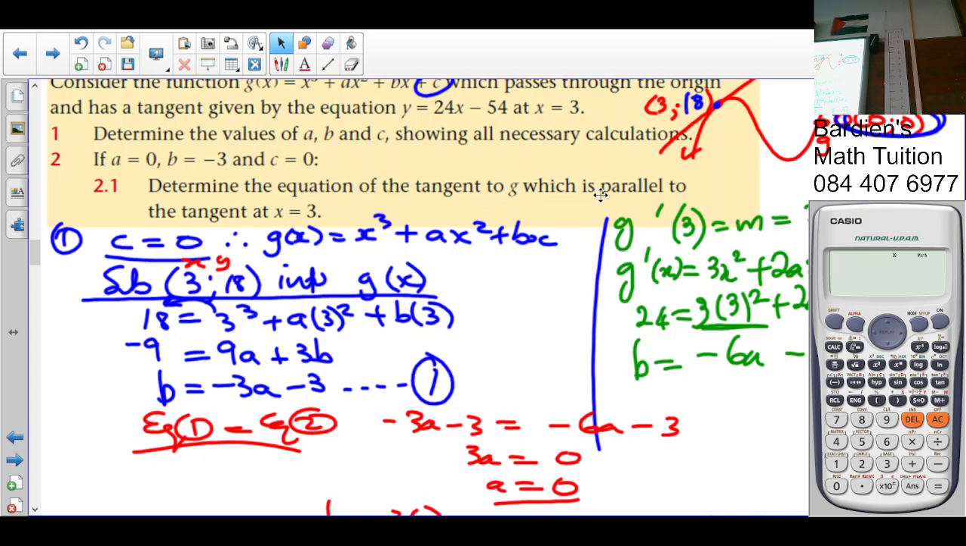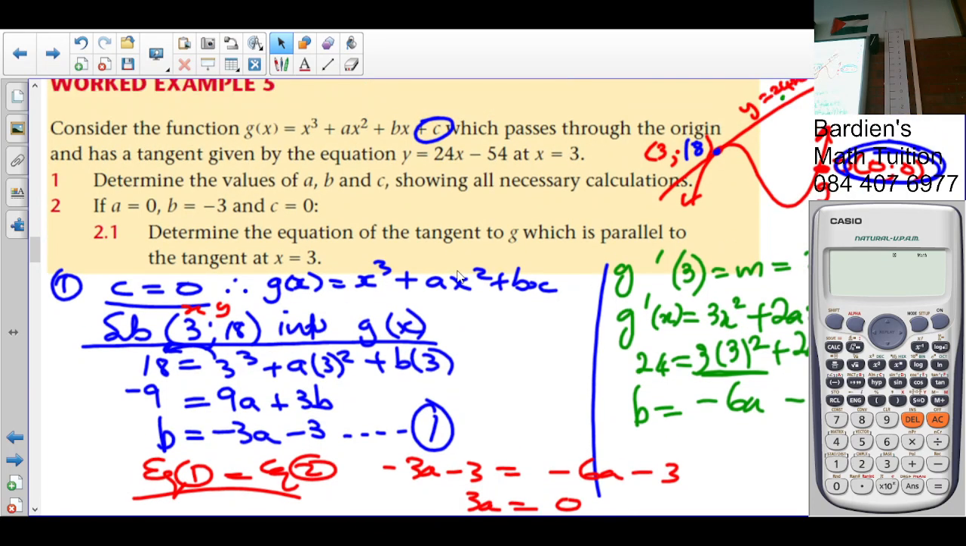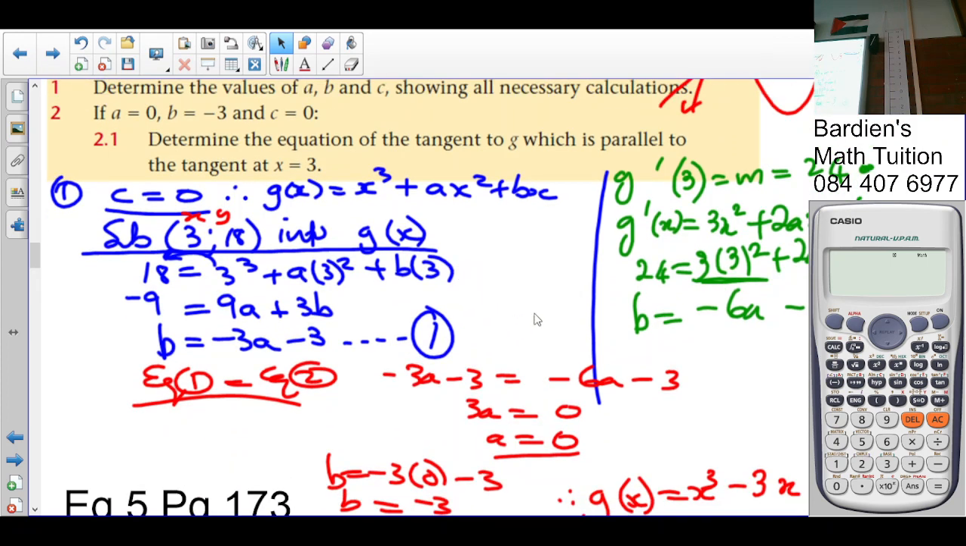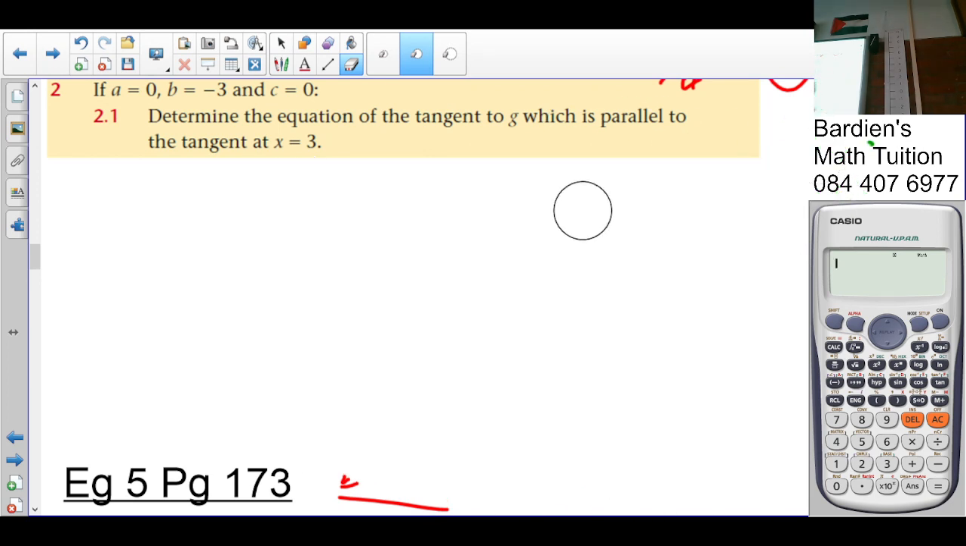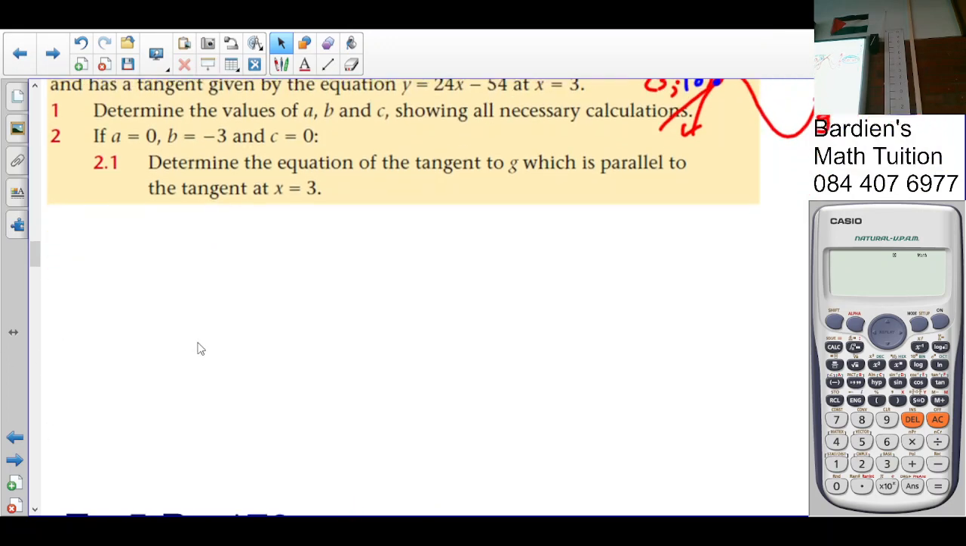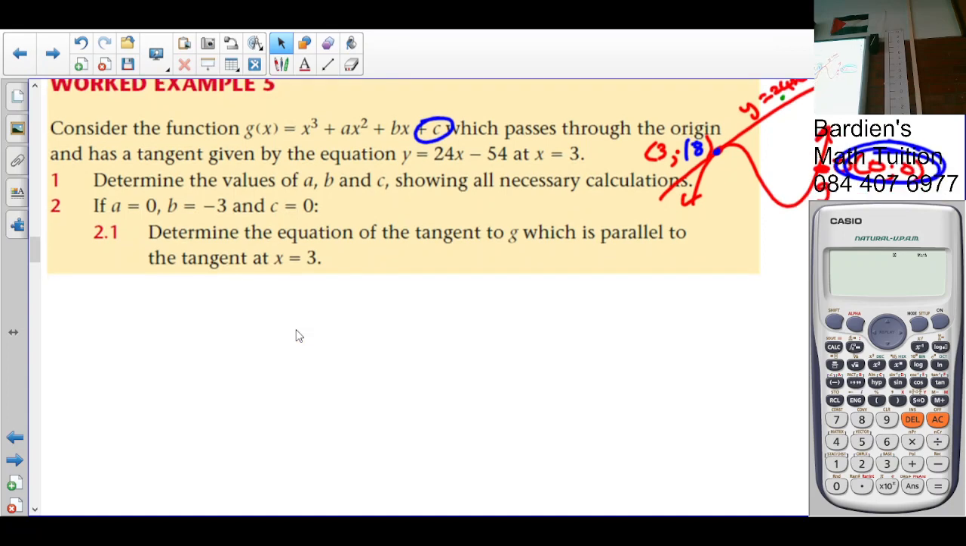Determine the equation of the tangent which is parallel to the tangent at 3. People, if lines are parallel, what do we know? If lines are parallel, what do we know? It has the same gradients. Okay? So I'll answer the remainder of this question tomorrow.